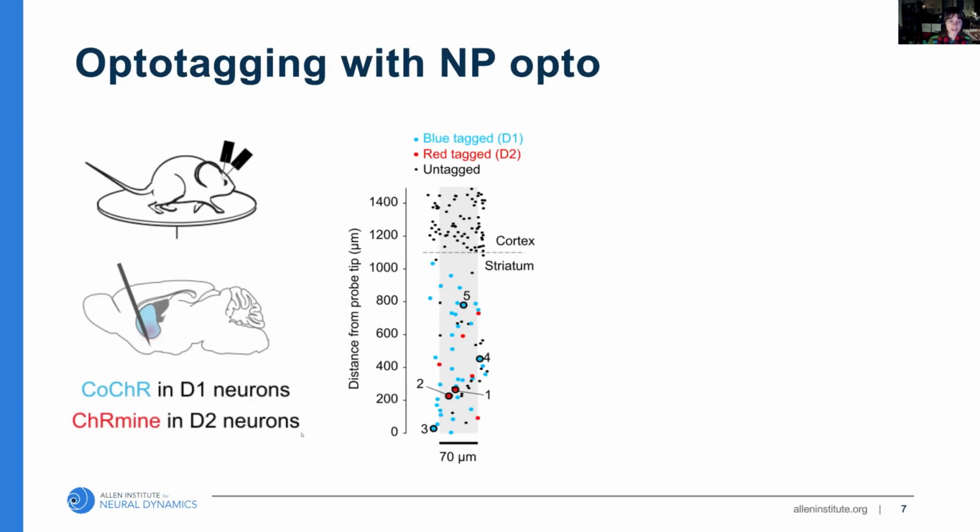So obviously we were able to do this with the D1 versus D2 neurons because together they make up about 95% of units in dorsal striatum. But this is still pretty amazing yield compared to other optotagging experiments.